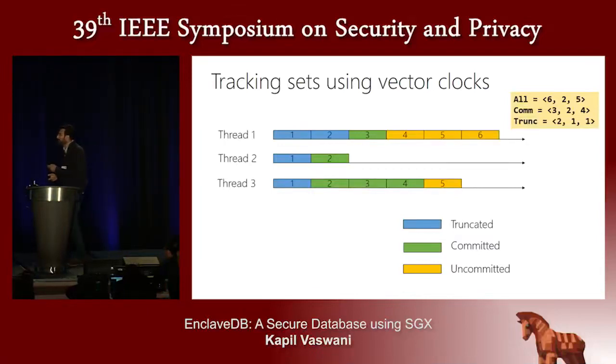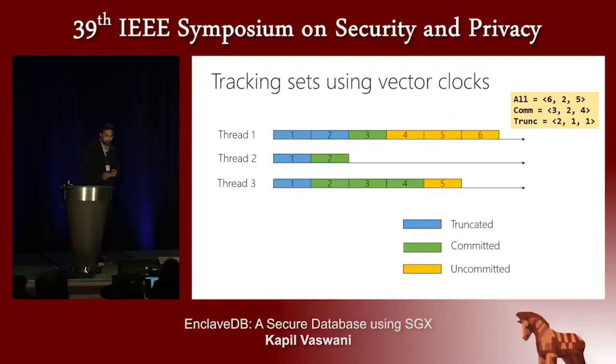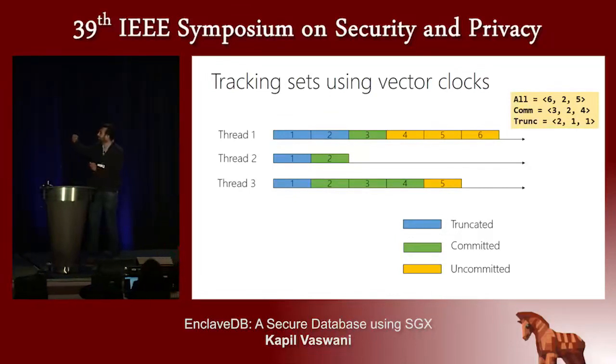The uncommitted log record counter per thread is incremented before a thread initiates log IO for a transaction. The committed log IO counter is incremented after the host notifies the enclave that a transaction is committed. And the truncated log record counter is incremented when we checkpoint. So what this tells you is that if you look at the 2 vector clocks, the committed and all vector clocks, the difference between them tells us the set of log records for which we have initiated log IO, but we haven't yet committed.